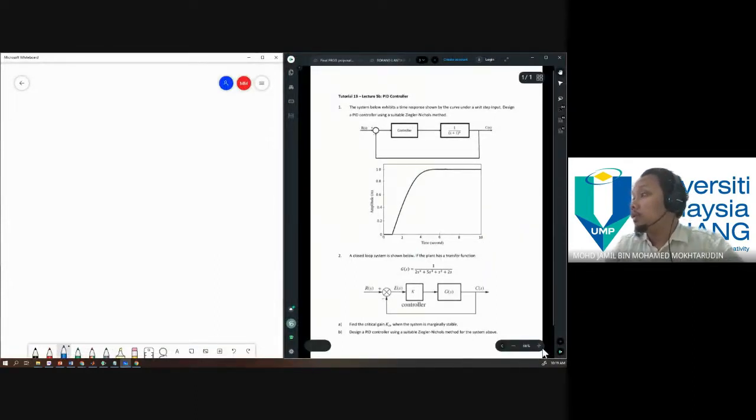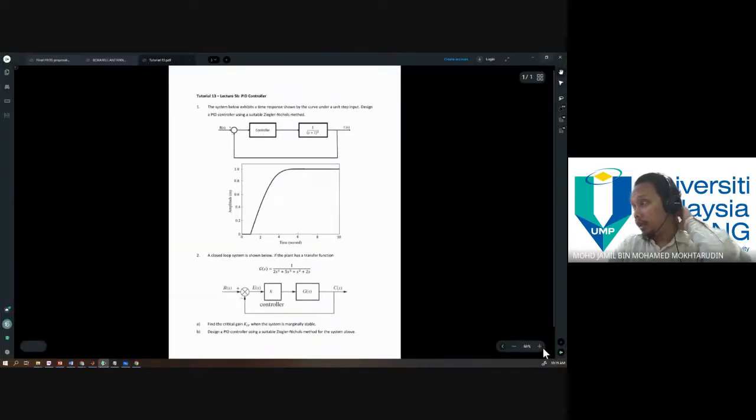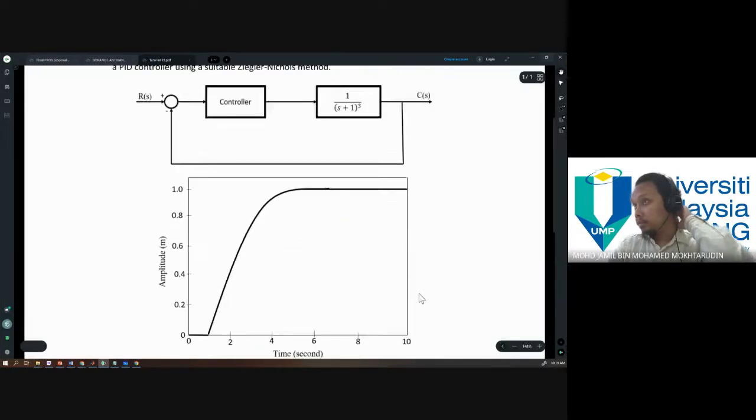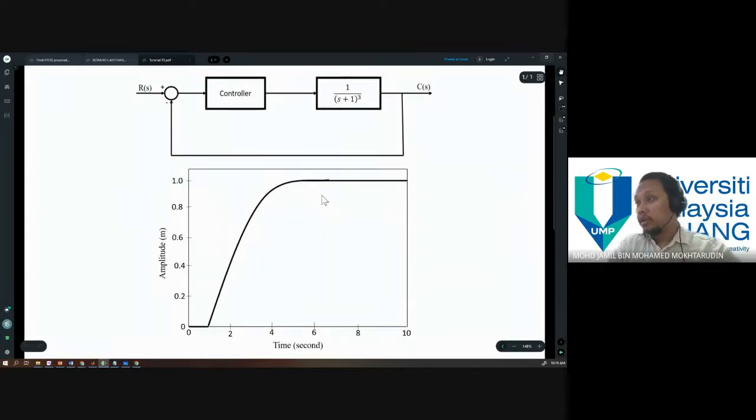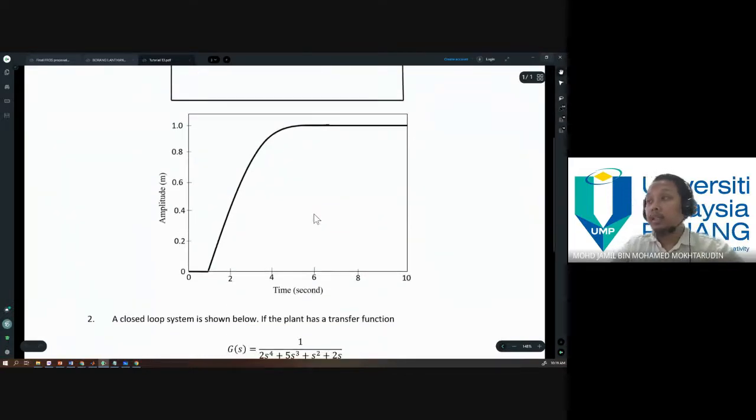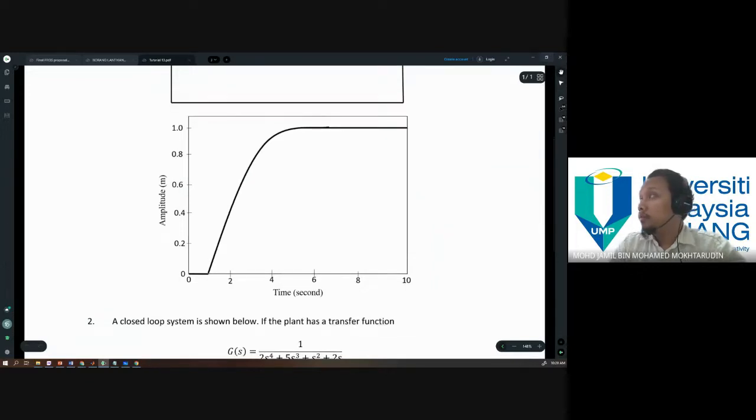So the first thing that you need to determine is the value of L and then the value of T. So let's determine the values of L and T from the graph. Okay, so this is your graph, so you can estimate the values of L and T. The value of L is measured from time 0 until the moment where the curve starts to rise, starts to increase. Maybe you can take this value, maybe until somewhere here.